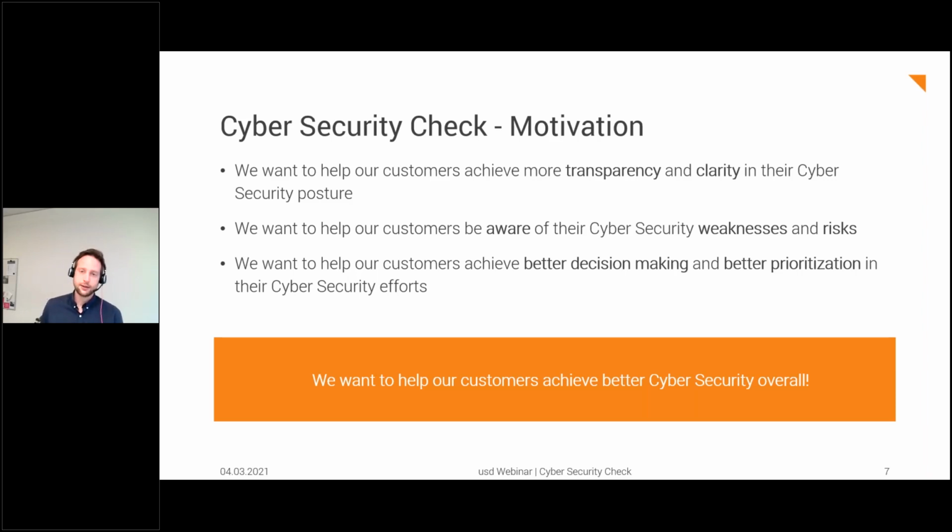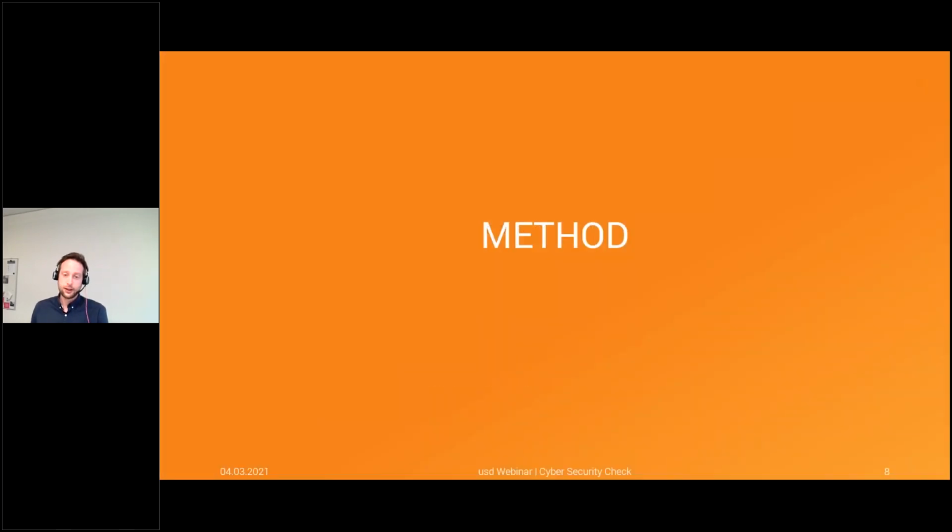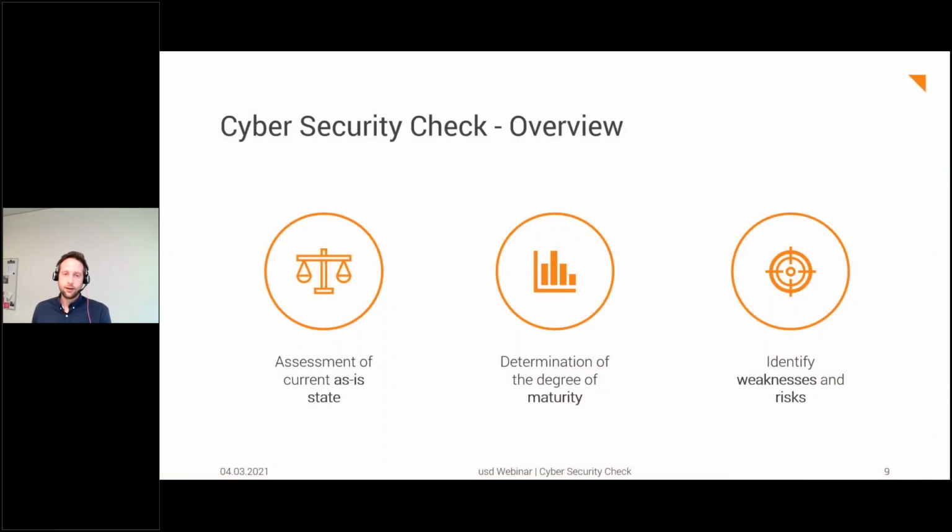How we do that, that's what I will explain to you in the next chapter. Basically, there are 3 pillars that I want to talk about. The first pillar would be the assessment. So in order for us to help you, we first need to define the as-is state.